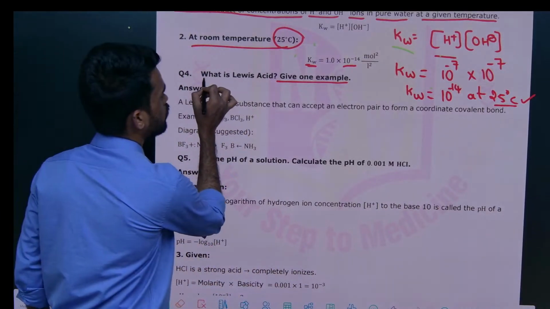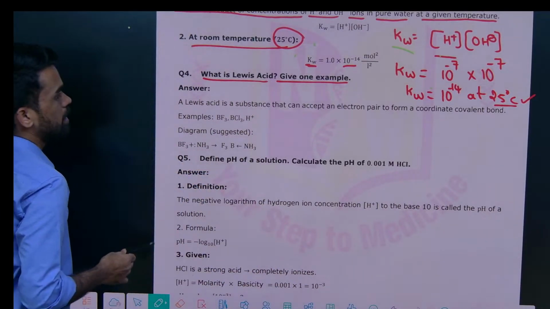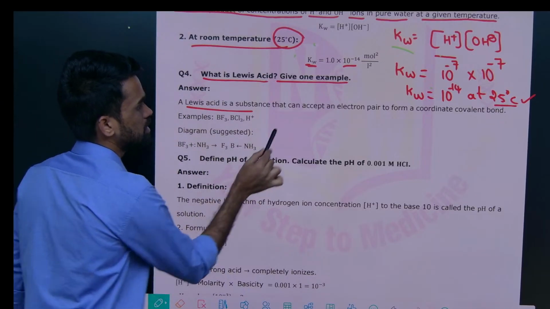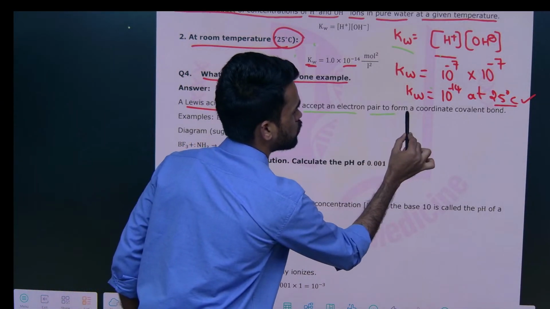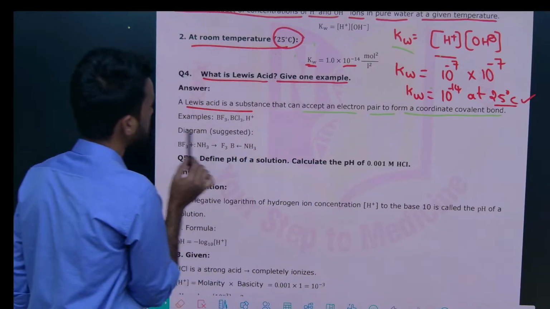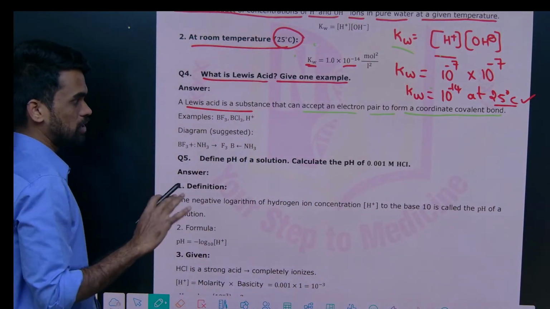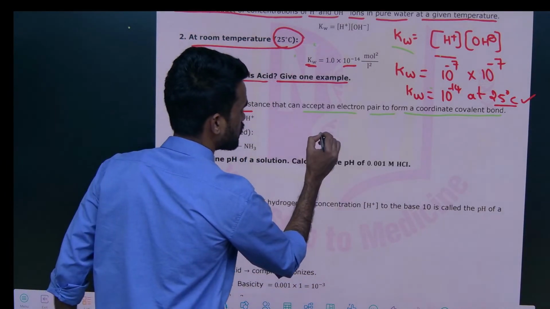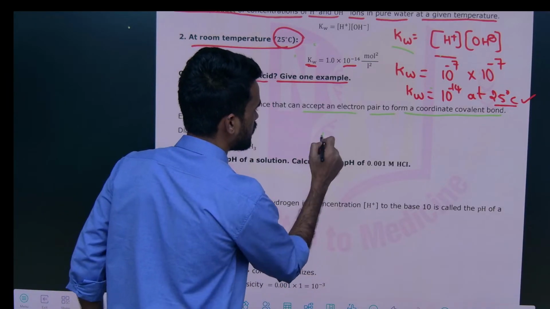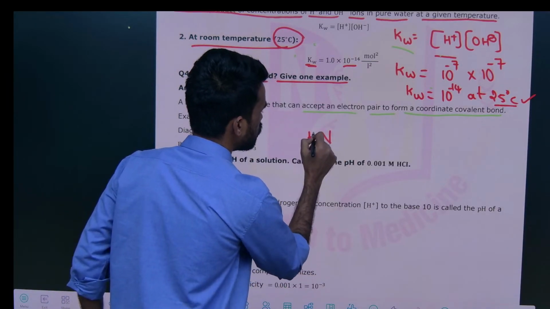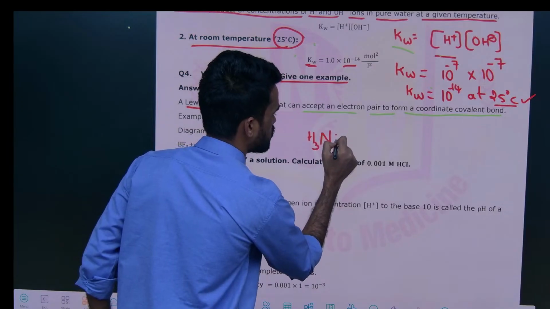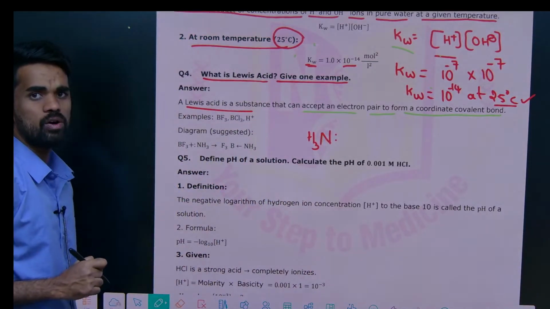What is Lewis acid? Give one example. A Lewis acid is a substance that can accept an electron pair to form a coordinate covalent bond. For example, follow me here. There are some molecules like NH3, right? If you see the nitrogen atom of this ammonia, we have one lone pair.